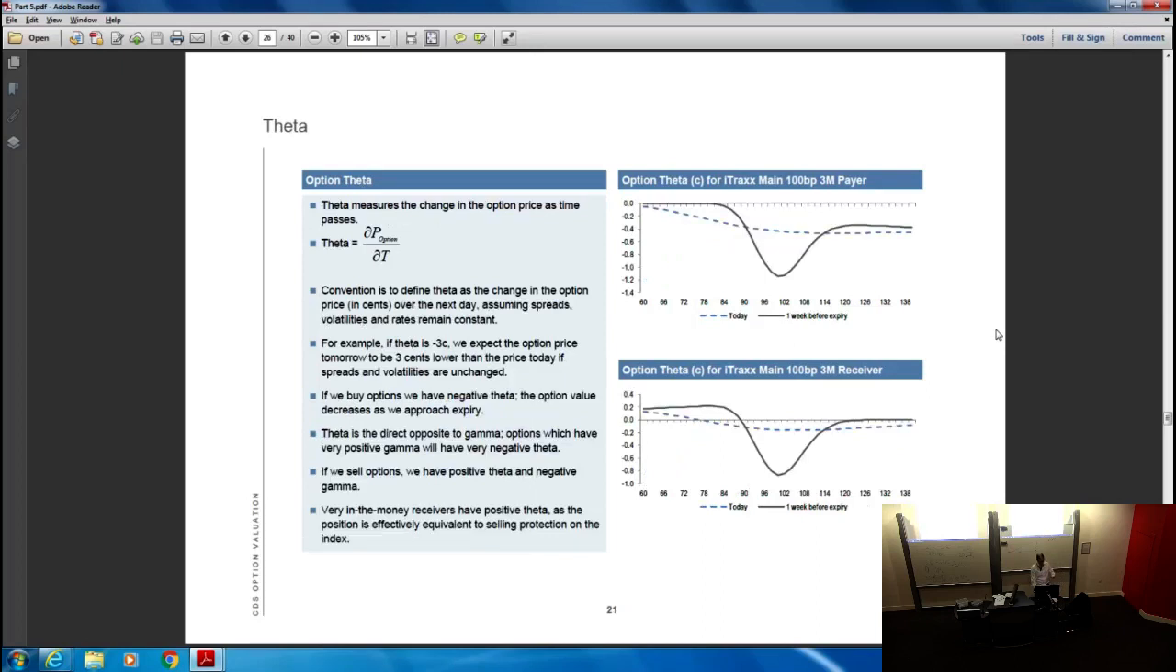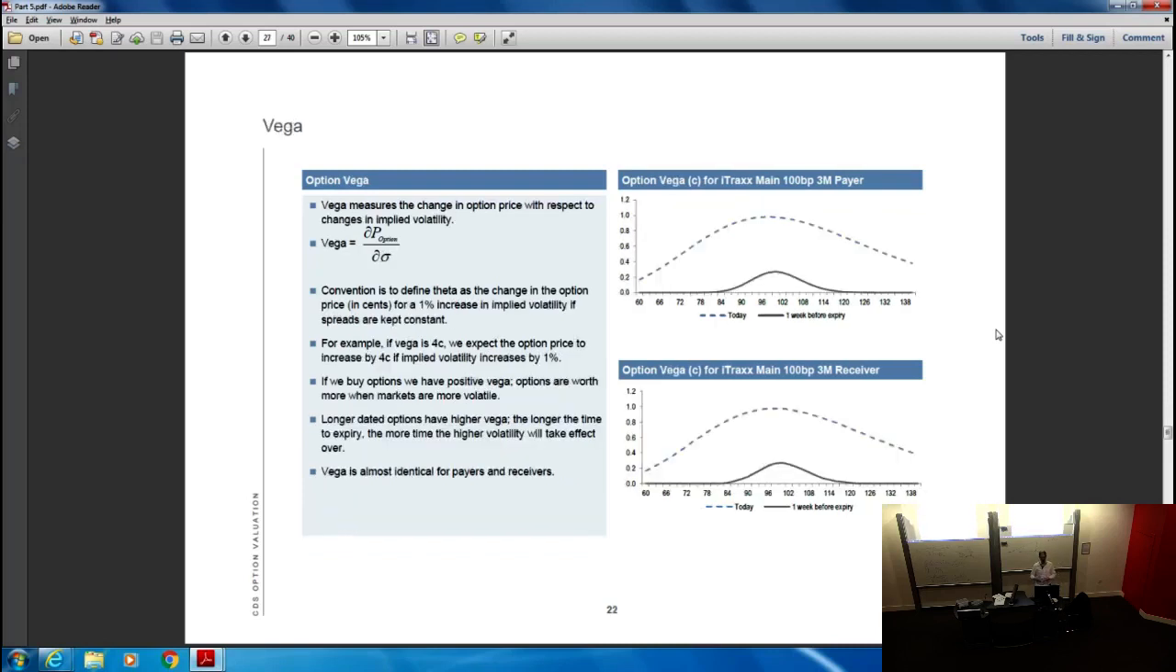I think we'll come back to that, we'll come back to another thing about that in a second. And then finally, the vega of the option is your sensitivity to volatility.